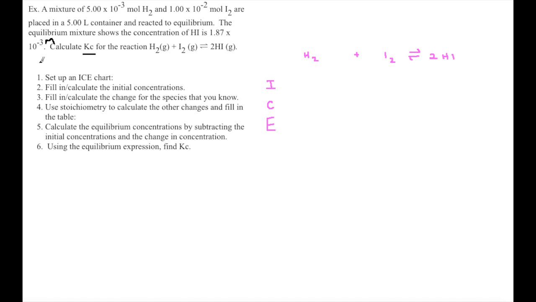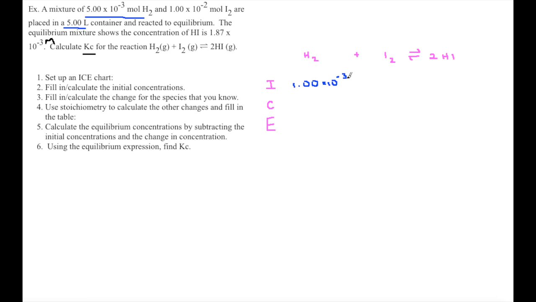Well, I know that I start with 5.00 times 10 to the negative third moles of hydrogen. I don't know the concentration. However, since I know that molarity equals moles divided by volume, I can calculate that really easily. I know my number of moles for hydrogen and I know my volume. So all I need to do is take 5.00 times 10 to the negative third moles and divide it by 5.00 liters. So what I end up getting for my initial concentration of H2 is 1.00 times 10 to the negative third.